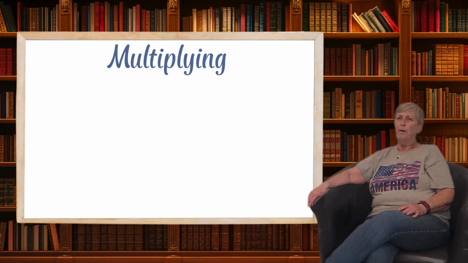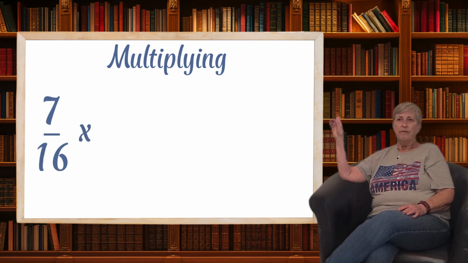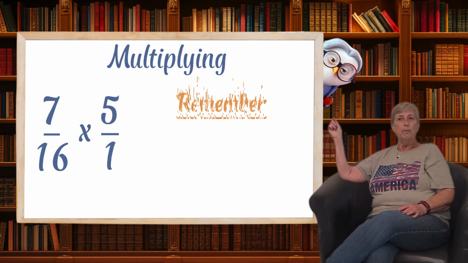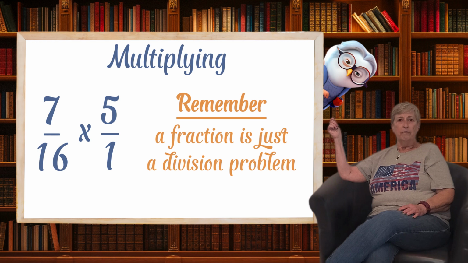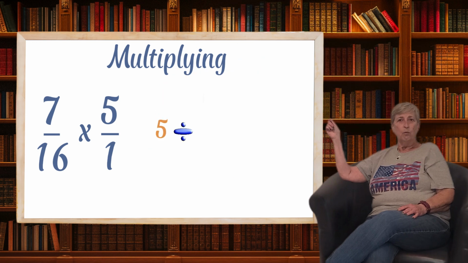This time we're going to make it a little bit different. We're going to use a whole number. So we're going to say 7/16 times 5. Now, 5 is not in fractional form, but any and every whole number can be written as a fraction by simply putting that number over 1. Because remember, a fraction is simply a division problem. So what that says is 5 divided by 1, which equals 5. So 5/1 equals the whole number 5.